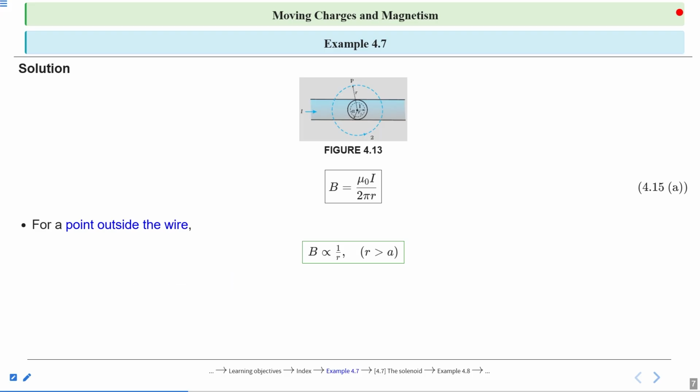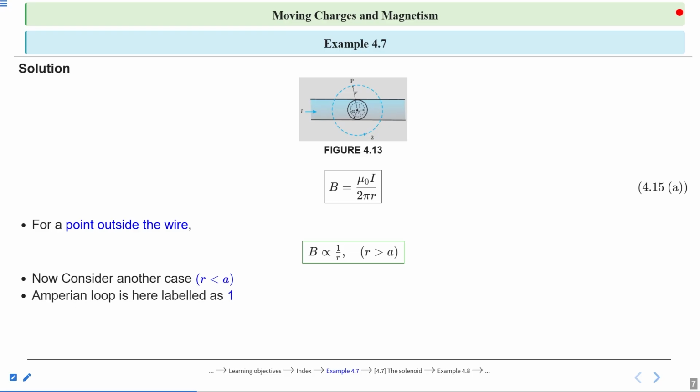Now, the second thing. Consider the other case, r less than a, which means a point inside the wire, at a distance less than the radius of the wire. That is an inside point.